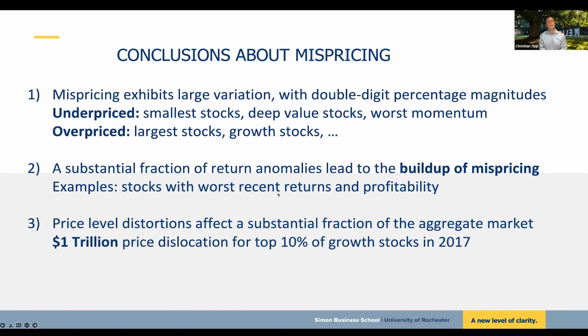In terms of the magnitudes, these price level distortions affect a substantial fraction of the market cap of the aggregate market. So it's not just that small pockets of the market are affected, and we therefore are not too worried about potential spillover effects to real investment. For example, if you take 2017 numbers, where we had total market cap in the range of, I think, 27 trillion, the top 10% of growth stocks had a price mispricing or price dislocation of about $1 trillion, which is quite significant in terms of magnitudes.